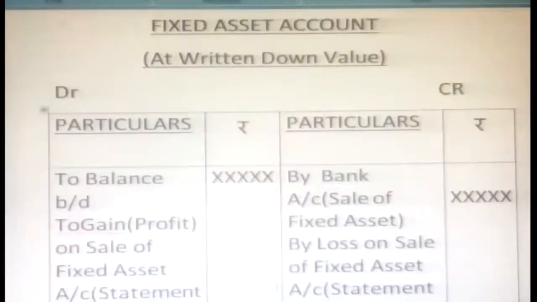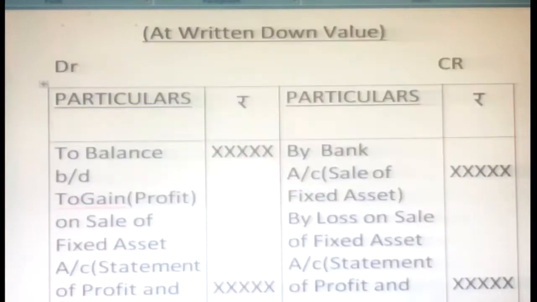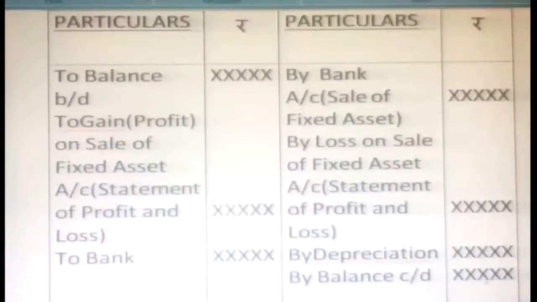See here the format of the fixed asset account according to written down value. How are we going to prepare it? Here, opening balance. As an asset, the opening balance comes under the debit side. Similarly, here the closing balance. Then, suppose there is any sale of an asset, you prepare a journal entry: Bank account debit, asset account credit. So by bank, sale of fixed asset.